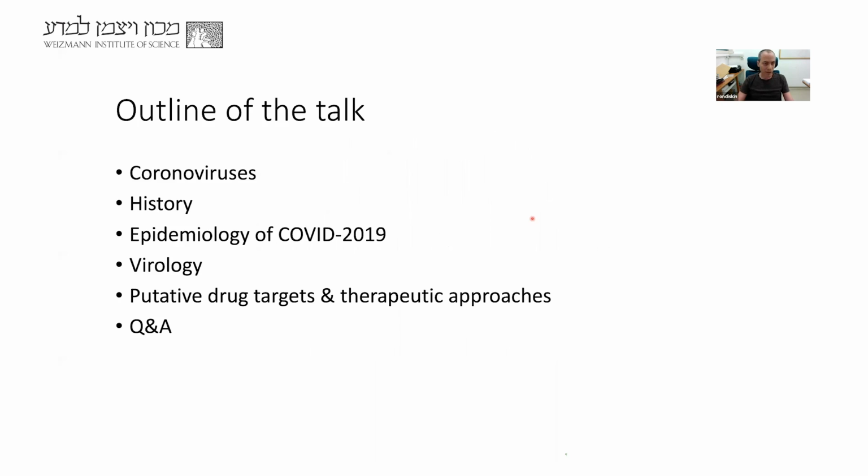hopefully. So the outline of my talk today would be to discuss a little bit about coronaviruses in general, talk about the history of coronaviruses, which is quite long. We'll review the current epidemiology of the disease. I will touch briefly on the virology aspects of this virus. And then I will devote some time to talk about the putative drug targets that we can use in order to stop this virus and other therapeutic approaches. And as Zohar mentioned, we'll have some time for questions and hopefully also answers at my lecture.